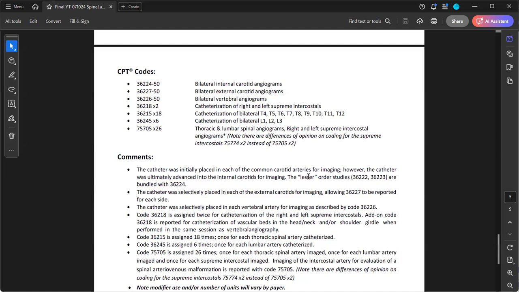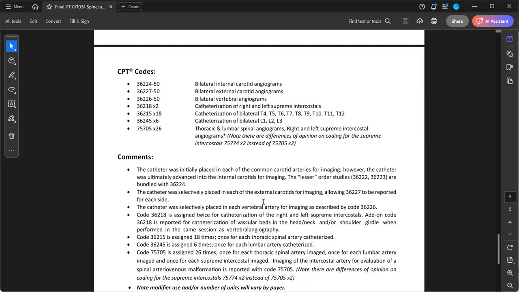So again, I'll just go through the comments. The catheter was initially placed in each of the common carotid arteries for imaging. So the catheter was ultimately advanced into the bilateral internal carotids. So we ended up with 36224 with the lesser order imaging being bundled. We also had 36227 where the catheter was placed in each of the internal carotids on both the right and left. So we were able to assign that. And then the catheter was selectively placed in each vertebral artery for imaging as described by 36226.